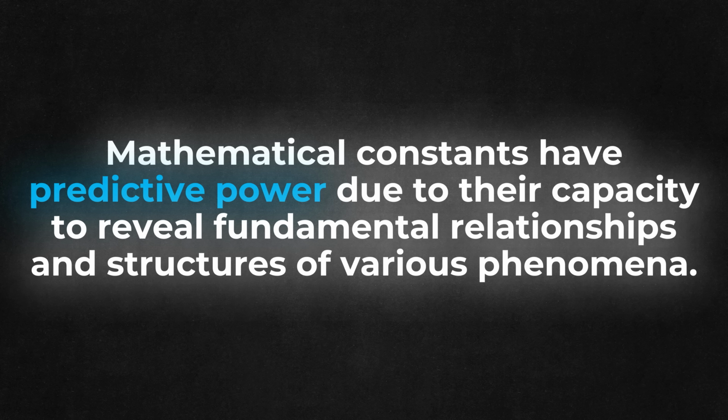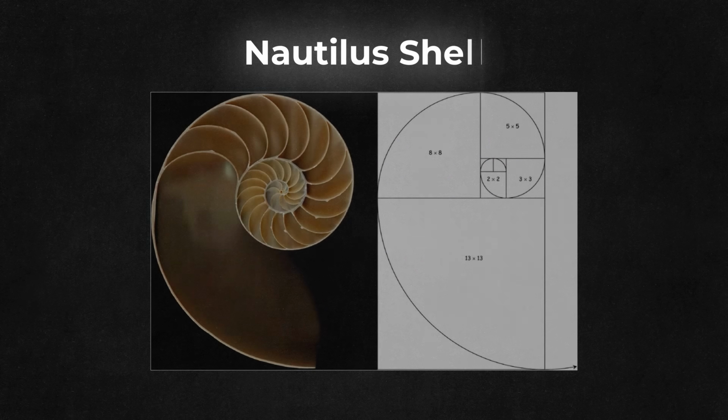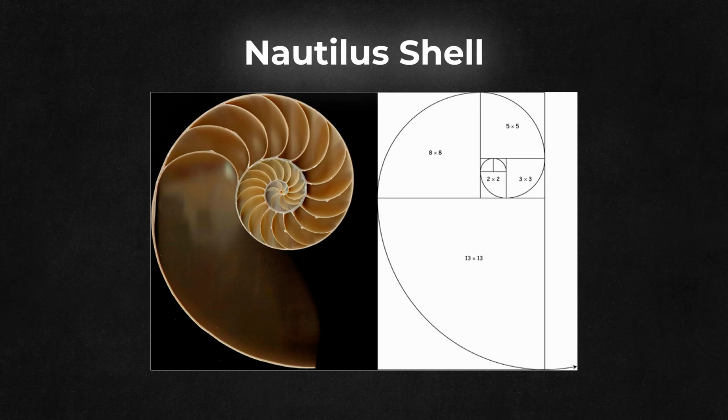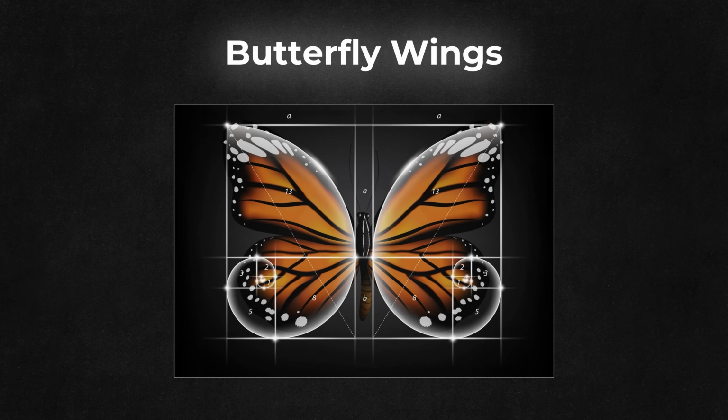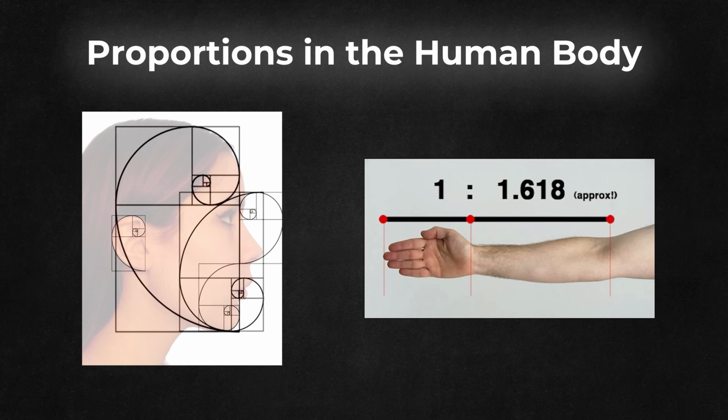For example, the number of petals in flowers are usually Fibonacci numbers. The famous Nautilus shell follows a logarithmic spiral that approximates the golden ratio. The wings on a butterfly also follow a similar spiral pattern approximating the golden ratio. The family tree of bees follows the Fibonacci sequence. Fibonacci numbers can also be found in the relation of proportions in the human body.